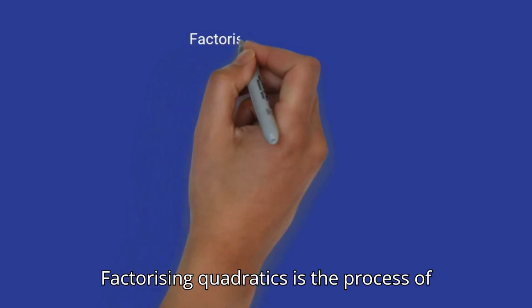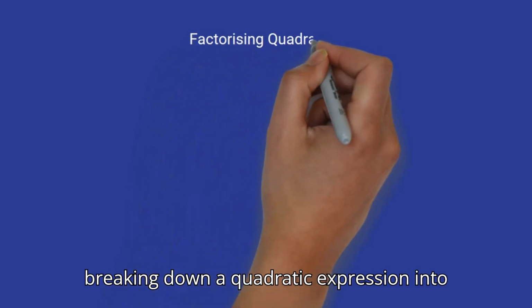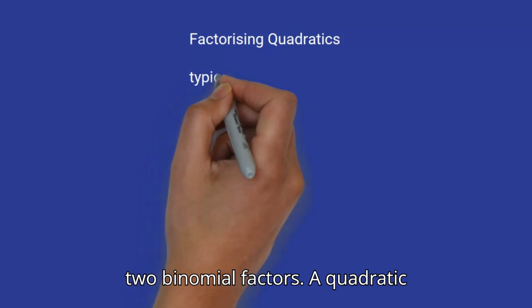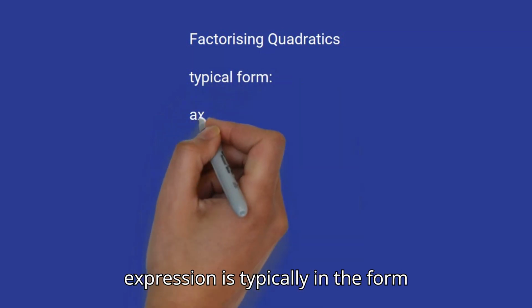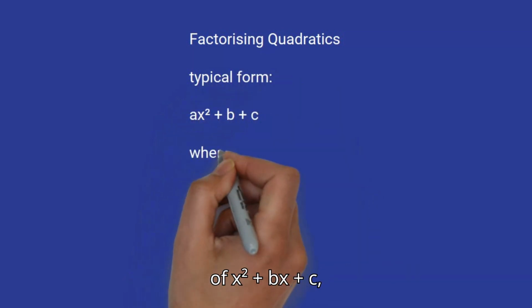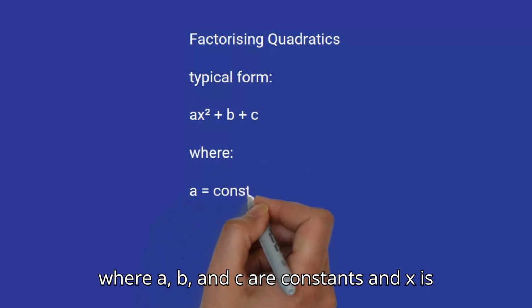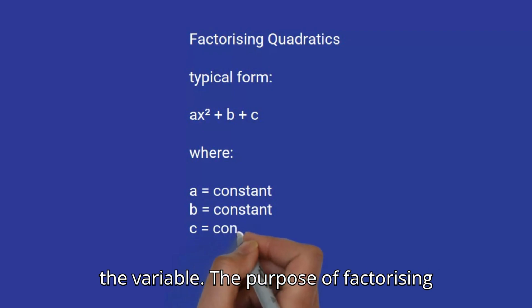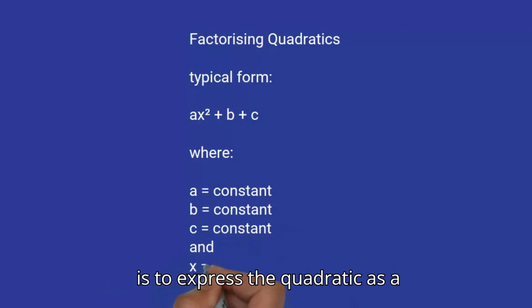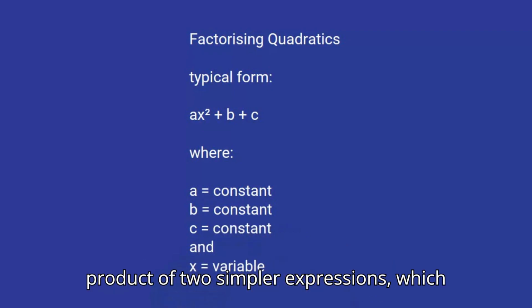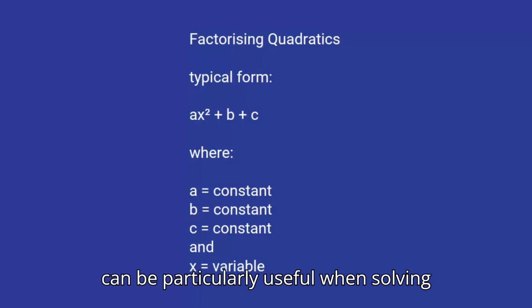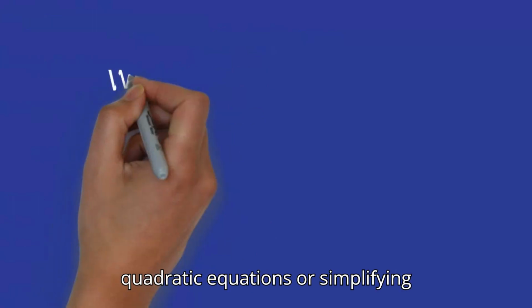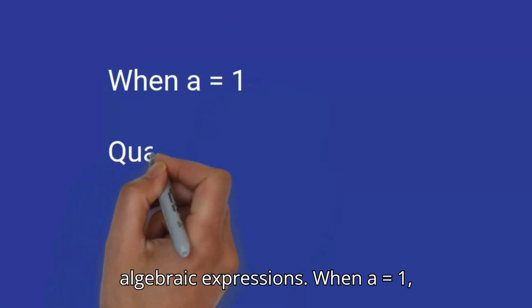Factorizing quadratics is the process of breaking down a quadratic expression into two binomial factors. A quadratic expression is typically in the form of ax squared plus bx plus c, where a, b, and c are constants and x is the variable. The purpose of factorizing is to express the quadratic as a product of two simpler expressions, which can be particularly useful when solving quadratic equations or simplifying algebraic expressions.